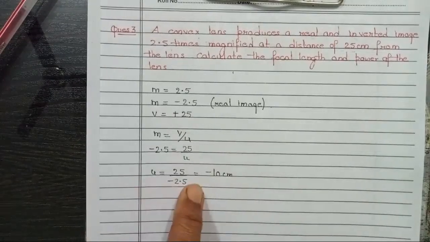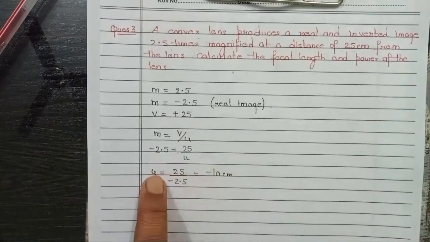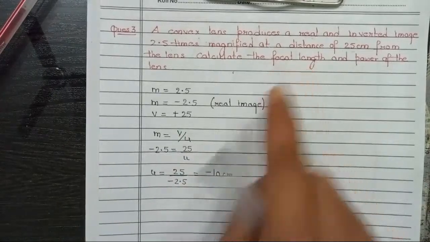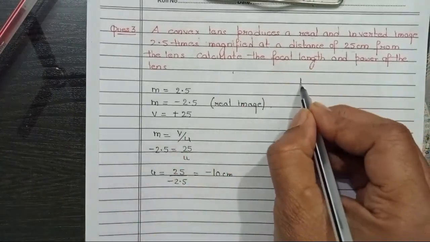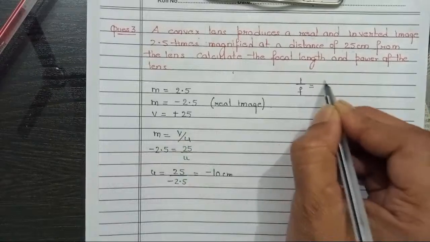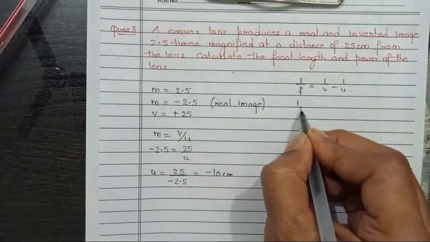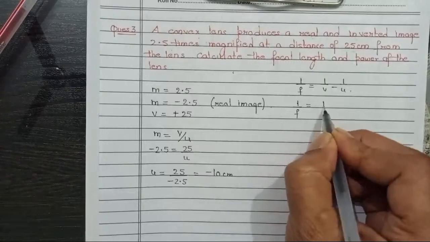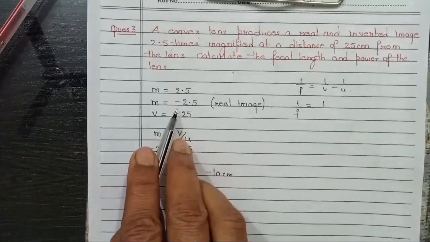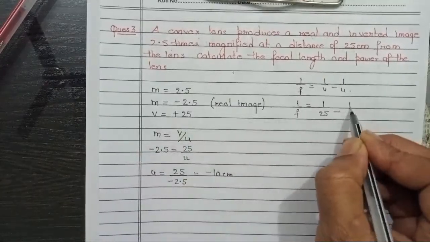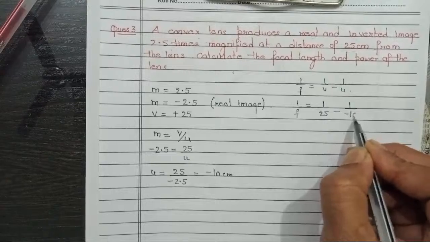So U means the distance of the object. So the object is kept at a distance of 10 centimeter. Now we need to calculate the focal length. To calculate the focal length, you can apply the formula 1 upon F equals 1 upon V minus 1 upon U. Now V is known to us as plus 25, and U is known to us as minus 10.